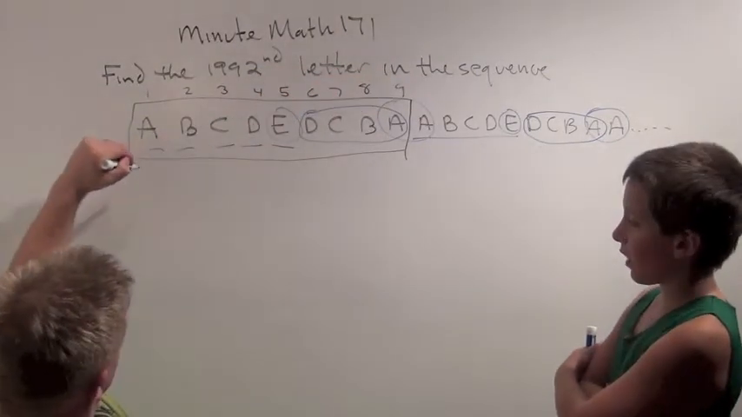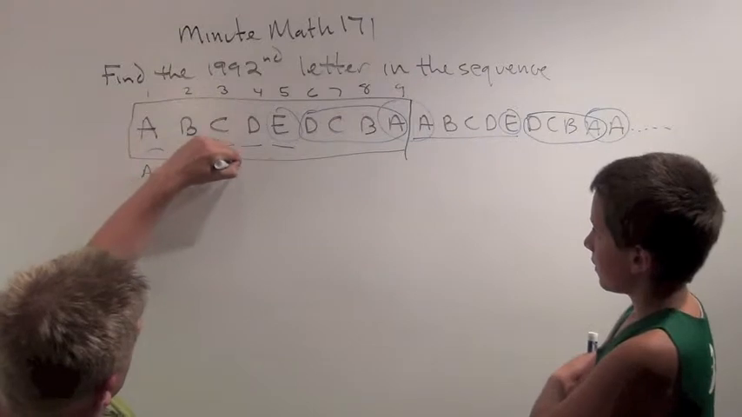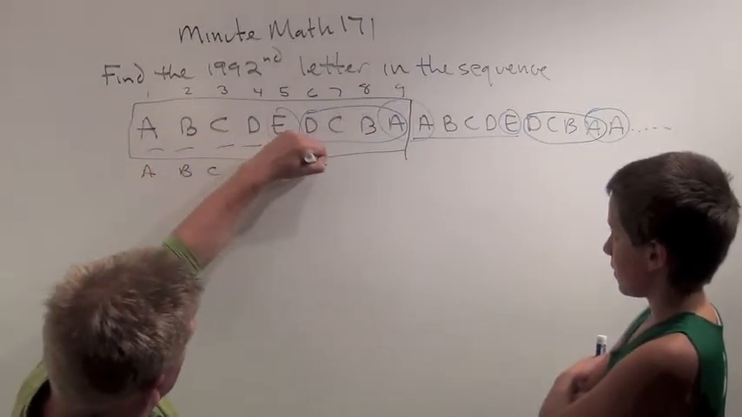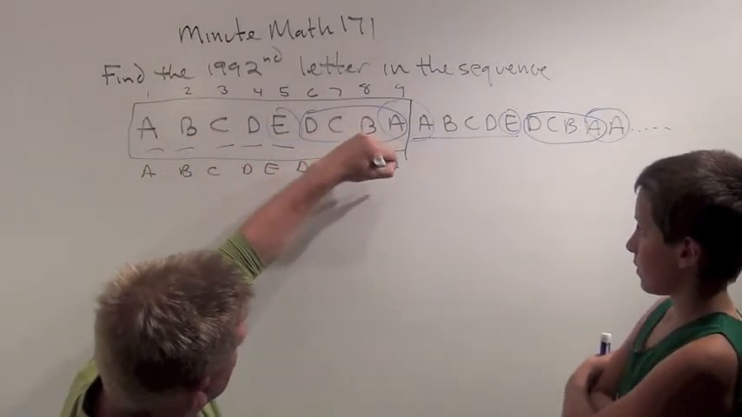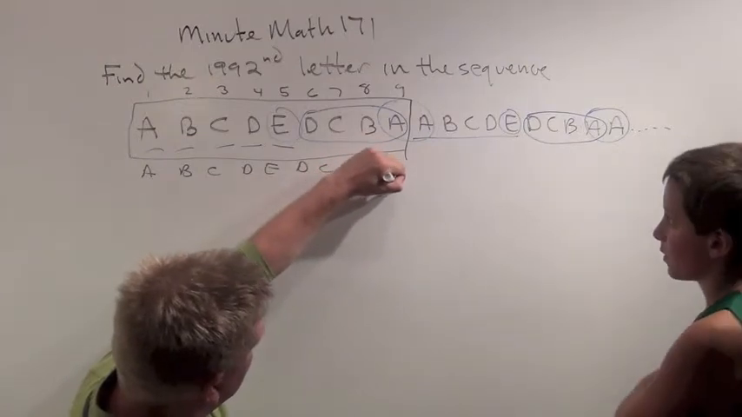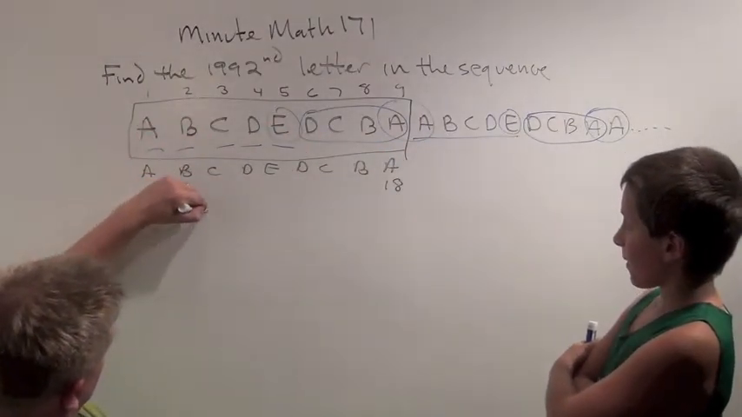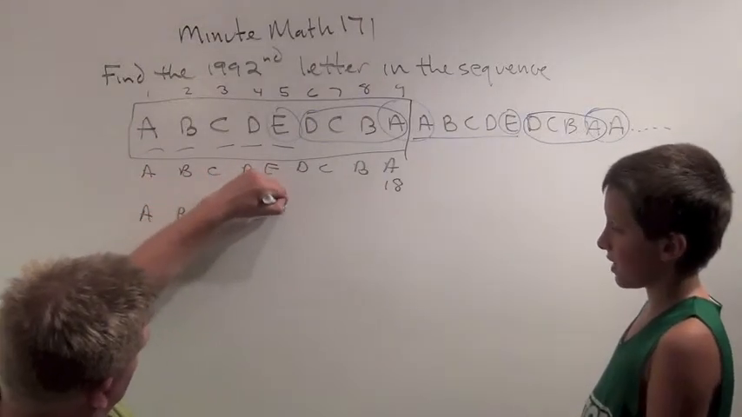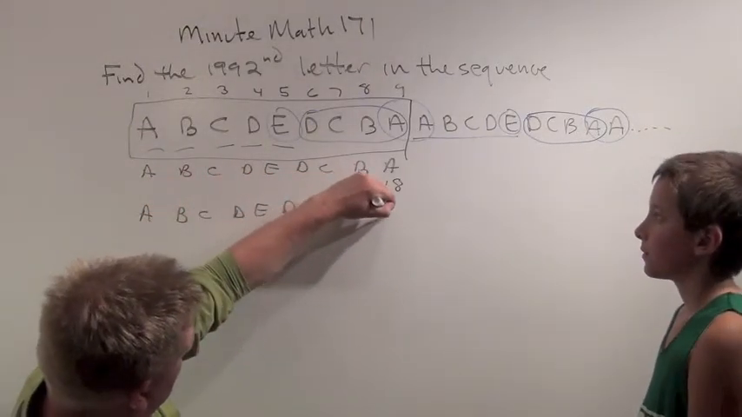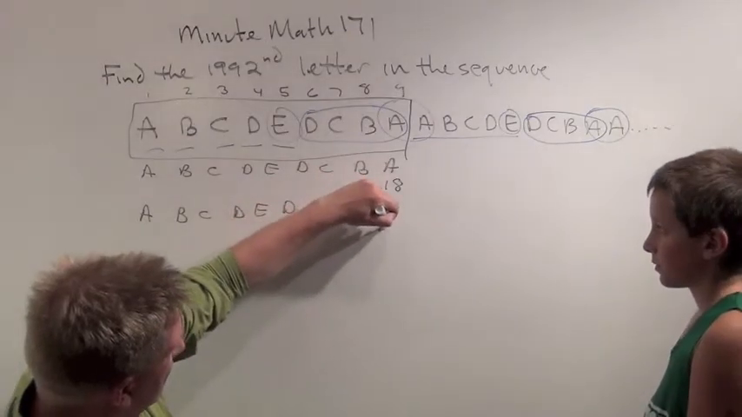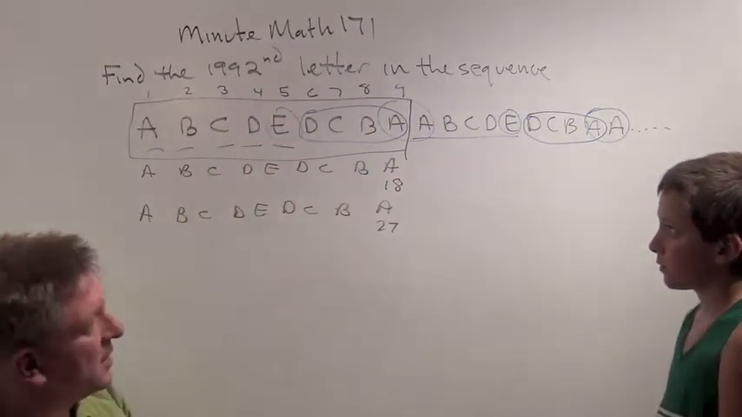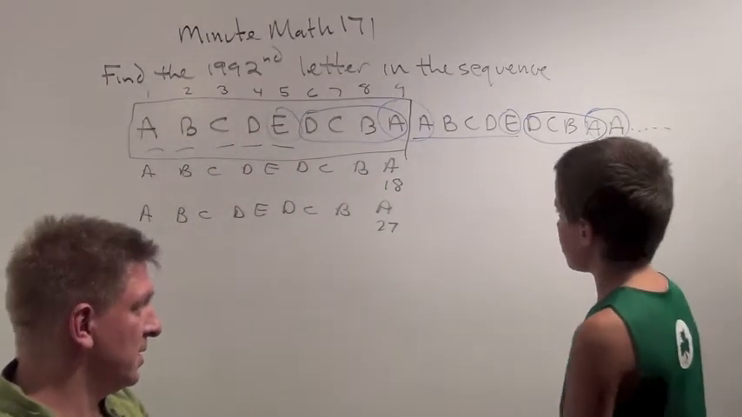Now we can just figure out how many. And then A, B, C, D, E, D, C, B, A is going to happen again, and this is going to be position 18. So now we have to figure out how many times 9 goes into 1992. The next time around, it's going to be number 27 here. So how many 9s go into 1992? That's a good question to ask. We can do long division.